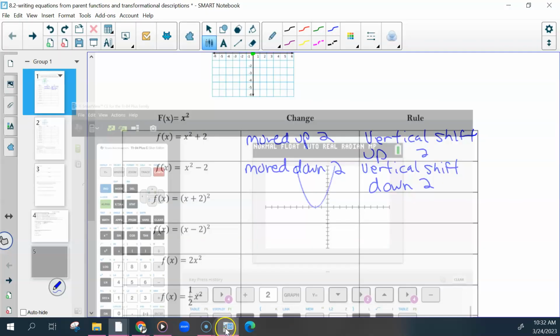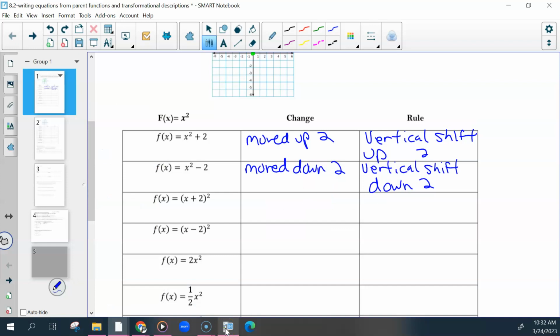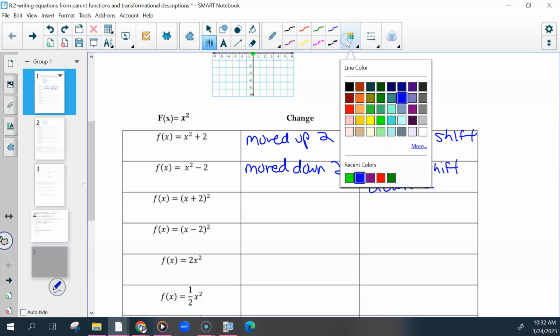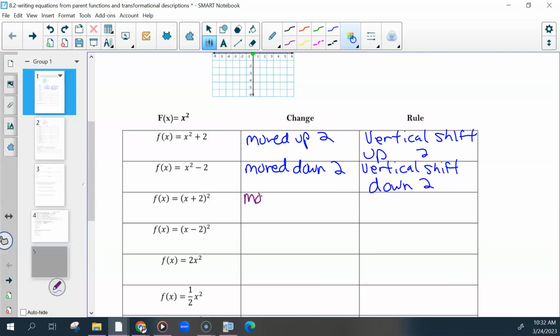So this is like going back to when we were talking about the vertex. What it does on the inside does the opposite. You think it's going to move to the right, but it actually moves to the left. So this would be a horizontal shift left 2.